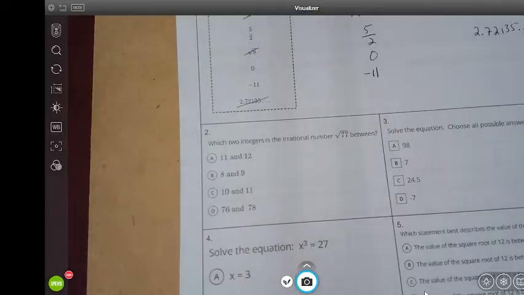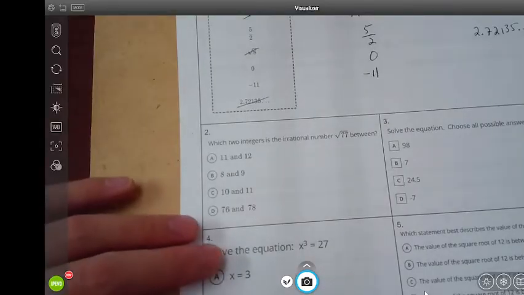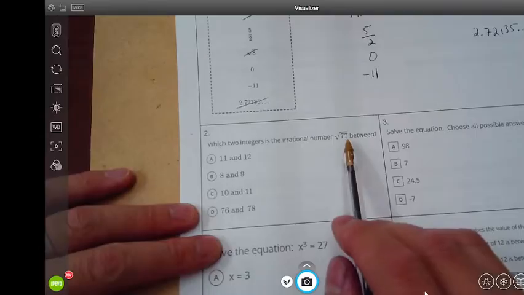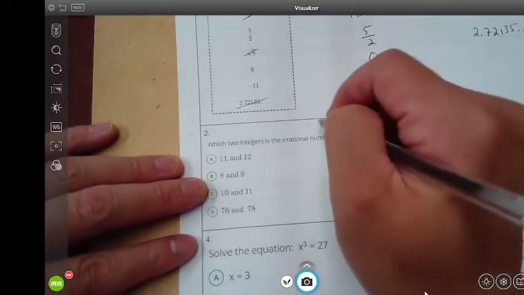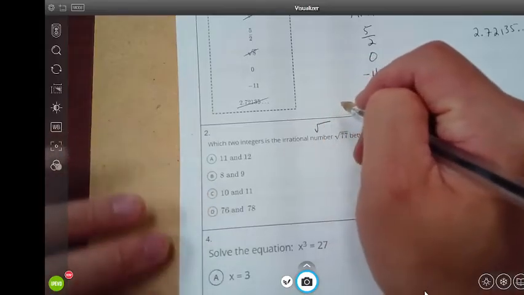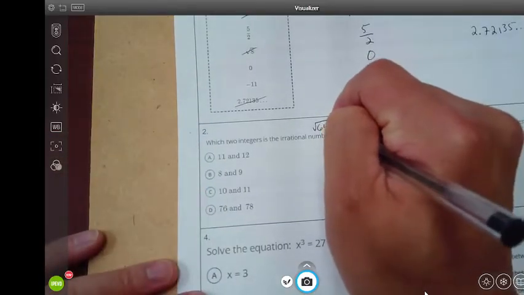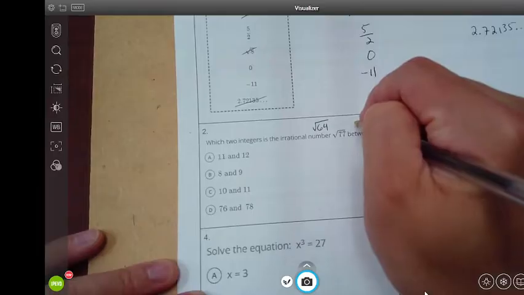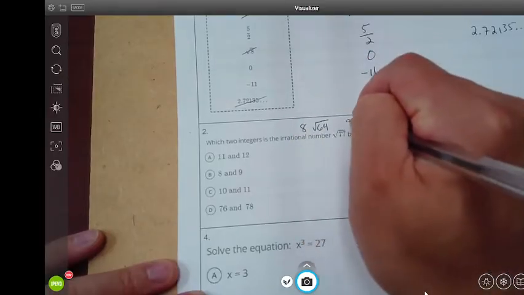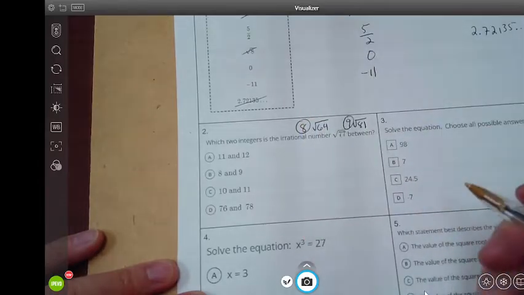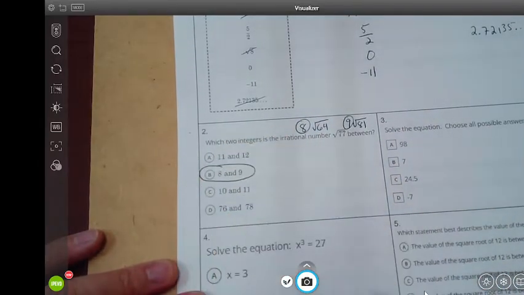All right, number 2. Which two integers is the irrational number square root of 77 between? Well, it's irrational, it's the square root of an imperfect square. The next lowest perfect square is the square root of 64. The next highest perfect square is the square root of 81. So you have 8 and 9. Okay, so it's between 8 and 9. That's option B.